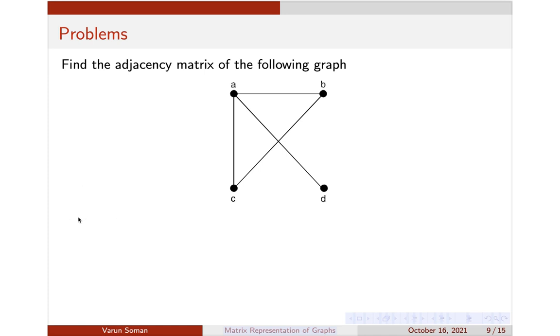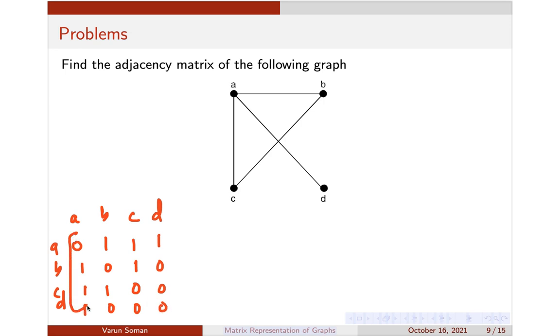So you have 4 vertices, A, B, C, D, and A, B, C, D. No self loop, so 0 here. A and B are adjacent, A and D are adjacent, A and C are adjacent. Similarly B and A are adjacent, B and B are not adjacent, B and C are adjacent, B and D are not adjacent. Go for C now. C and A are adjacent, C and B are adjacent, C and C is not adjacent, C and D is not adjacent. And go for D now. D and A are adjacent, D and B are not adjacent, D and C are not adjacent, D and D is also not adjacent. So this is your corresponding adjacency matrix. You can check it out.